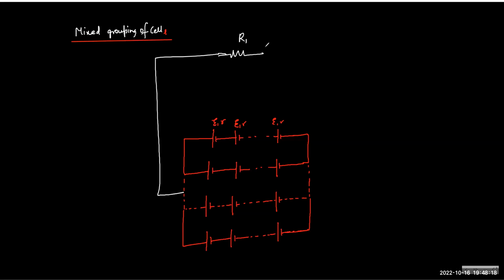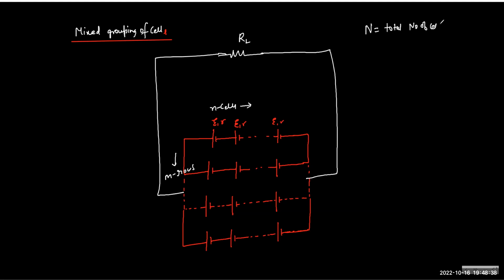So I hope that by now you have realized what is to be done. We have n cells in each row and we have m rows. So we have something called capital N, the total number of cells. If you have m rows and each row has n cells, what is the value of N, guys? N equals M into n.